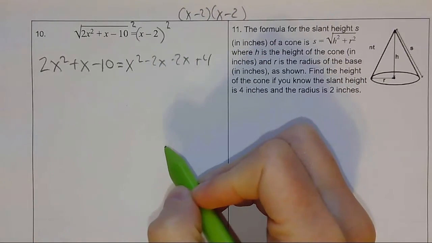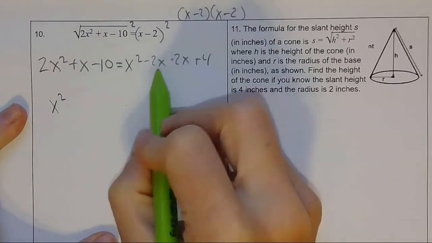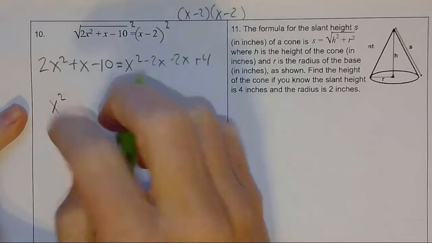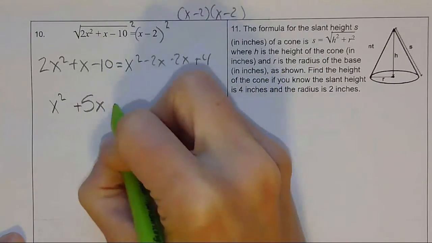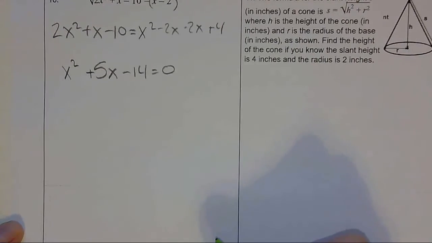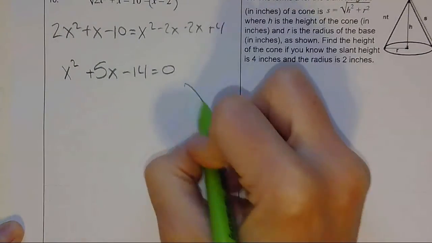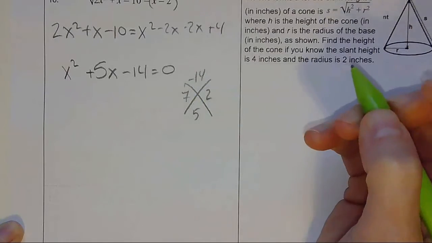All right, I'm going to go ahead and just clean everything up and move it over to one side. So moving this over, I'm just going to get x squared. This is a negative 4x. Moving that over, I'm going to get a positive 5x. Positive 4, moving that over, I'm going to get a negative 14. Okay, from here, do what you want. I'm going to go ahead and factor. What multiplies to be negative 14 adds to be 5, definitely a 7 and a negative 2.